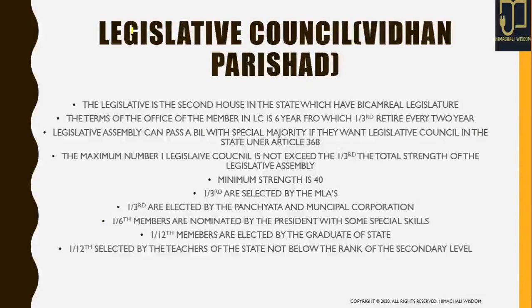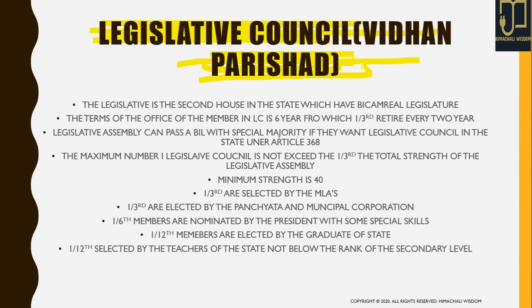Now, after the legislative assembly, the next part of the state legislature would be the legislative council. The legislative council is a permanent house at the state level, just like we have the Rajya Sabha at the union level. The Rajya Sabha is equivalent to the legislative council. The only difference is that only some exceptional states have a bicameral legislature, and only these states have legislative councils, while other states have only a unicameral legislature, which we have already discussed.